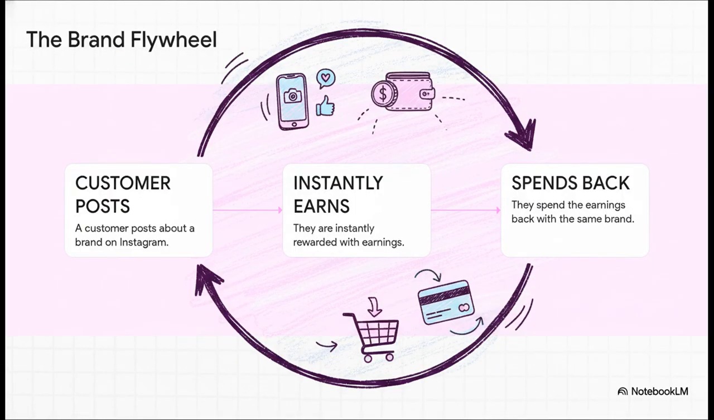And this right here, this is the engine. They call it the brand flywheel. It's so simple, but that's what makes it so powerful. It's a three-step loop. Step 1, a customer posts about a brand. Step 2, they instantly get rewarded with earnings. And step 3, they spend those earnings right back with the same brand. You see how that works? More content creates more sales, which funds more rewards, and the circle just keeps on spinning.